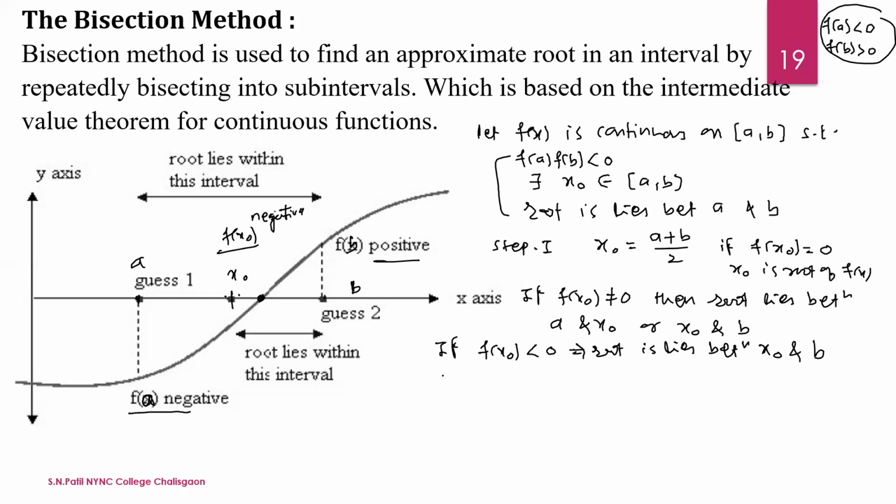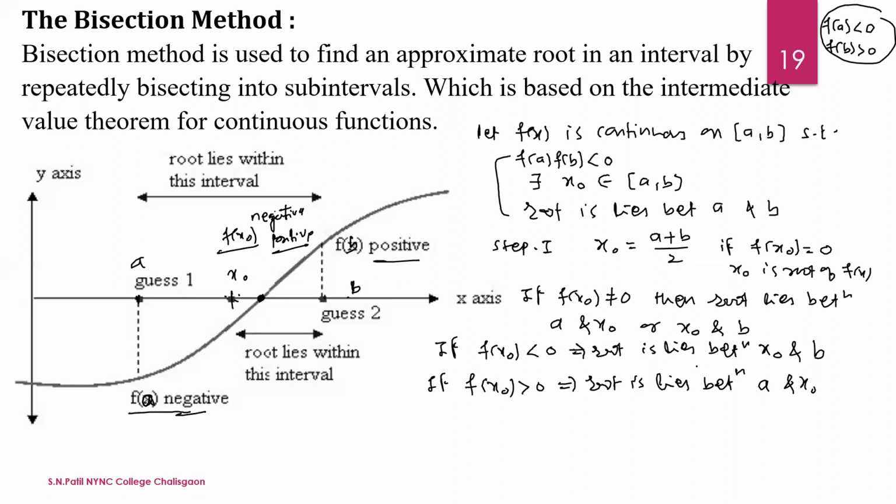If f of x naught is positive, suppose we got this positive, then here we have the same sign. If the same sign is there, then there will be no root in that interval. Now here, negative and positive, so the root lies between A and x naught. Okay, now this is the first step.